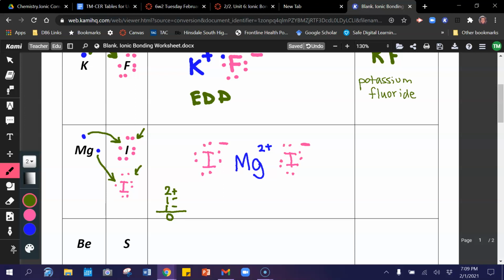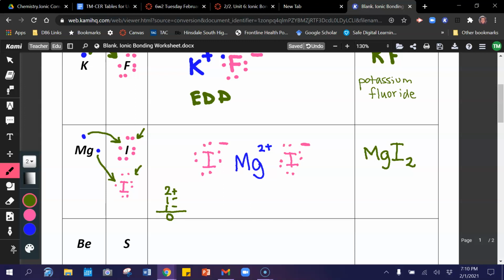Now, let's write out the formula. I have 1 magnesium. When I'm writing out formulas, my metal always comes first. And I have 2 iodides. My iodide, my anion, always is written to the right of the metal. So metal, non-metal. But I've got two iodines. Here's how I show it. Subscript of 2.